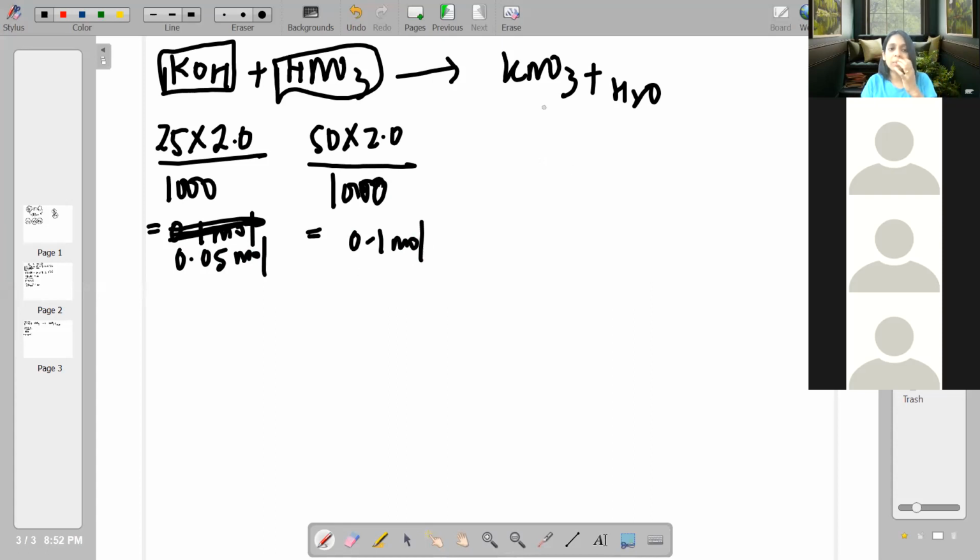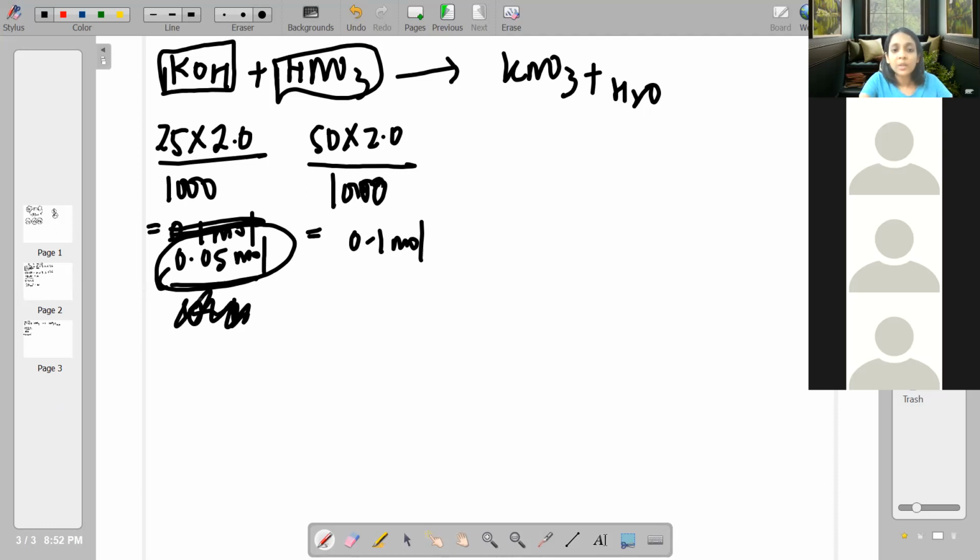Teacher, normally when teacher gives a question, always the number of moles is the same for thermochemistry. But suddenly I see there are two numbers of moles. Which one should teacher choose to find out my answer? Should I use 0.05? Smaller number. Very good, Azman. Teacher must use the smaller number. Because how can teacher use 0.1 here? I don't have 0.1. So it's impossible. So teacher must use 0.05 mole.